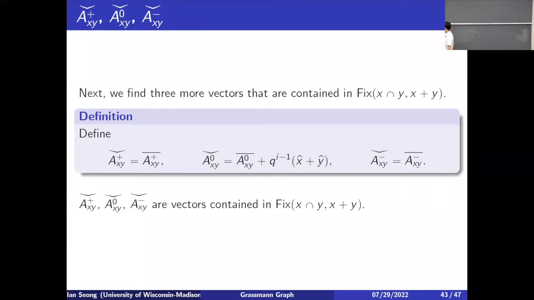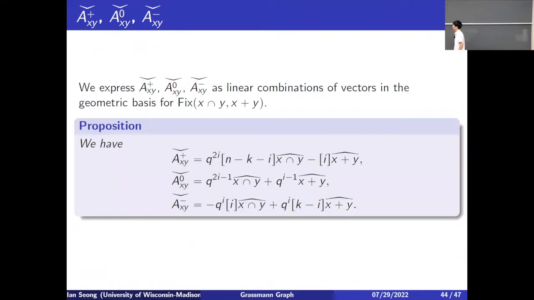And they are defined in the following way. So axy plus check is going to be the same as axy plus bar, and axy minus check is going to be axy minus bar. Axy not check is going to be defined slightly differently. It's going to be axy not bar plus q to the i minus 1 times x hat plus y hat. And this was intended to have these checks lie in this fix. Okay, so it was constructed that way, but observe that these checks are contained in fixed x intersect y and x plus y.